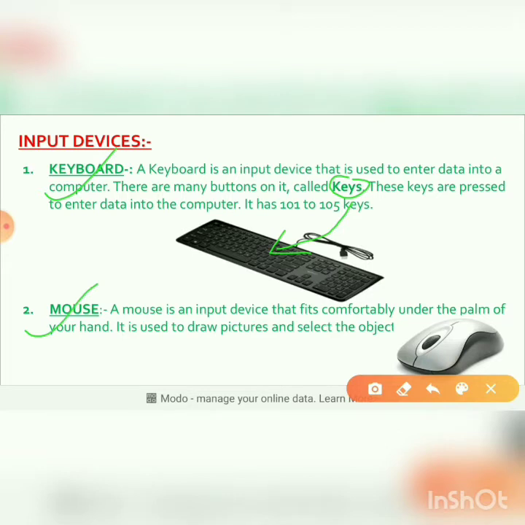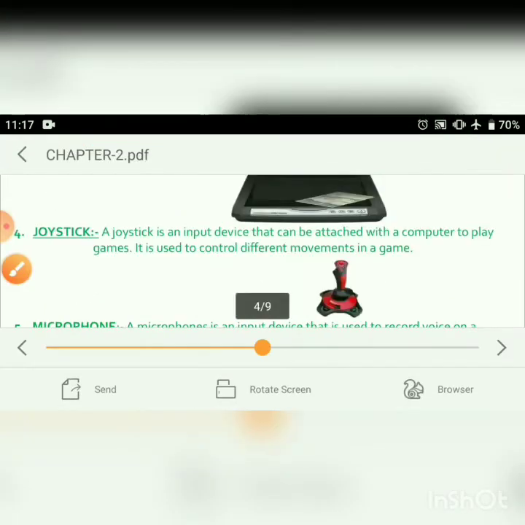Second input device is mouse. A mouse is an input device that fits comfortably under the palm of your hand. It is used to draw pictures and select objects. The top of the mouse has two buttons. You can see here the left button and right button. And it also has one small wheel.